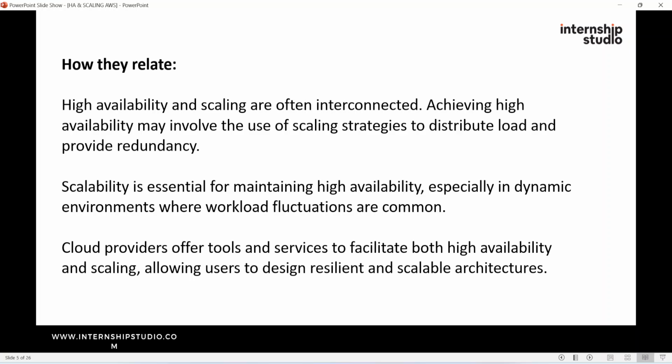They actually go hand in hand. So how can we put it together in a single sentence? I can use this sentence: highly available systems are always scalable, and all scalable systems are highly available. This is kind of a rhyme that we can say. So this is how they both relate. They are both faces of the same coin of the cloud.